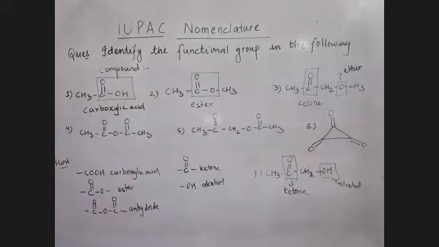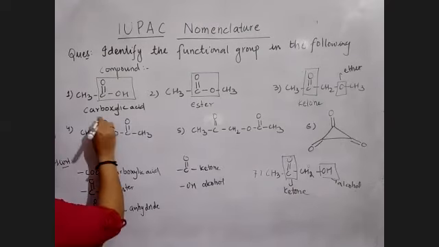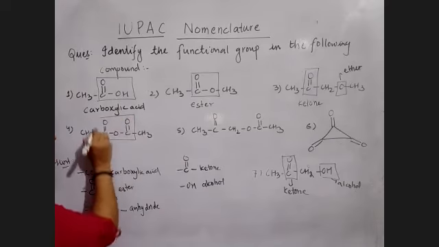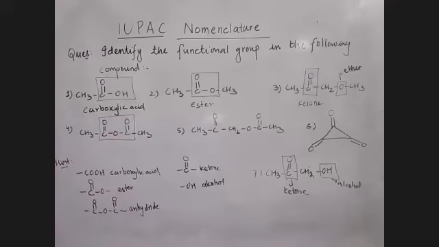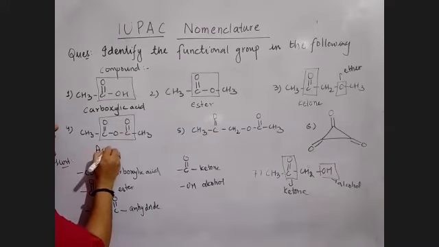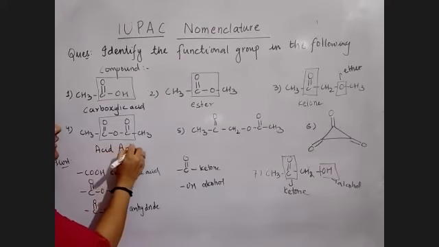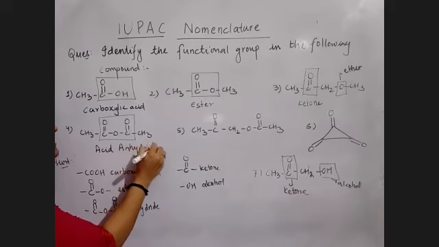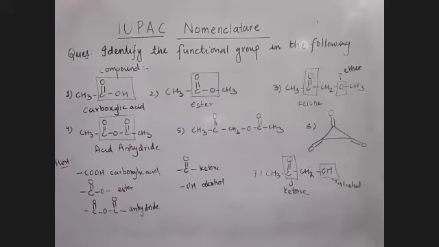Okay, now the fourth one. The functional group is COOCO. 2 CO attached with oxygen. This functional group stands for anhydride. 2 CO, within that CO, oxygen is inserted. So this is anhydride. Acid anhydride or anhydride, both names are correct.